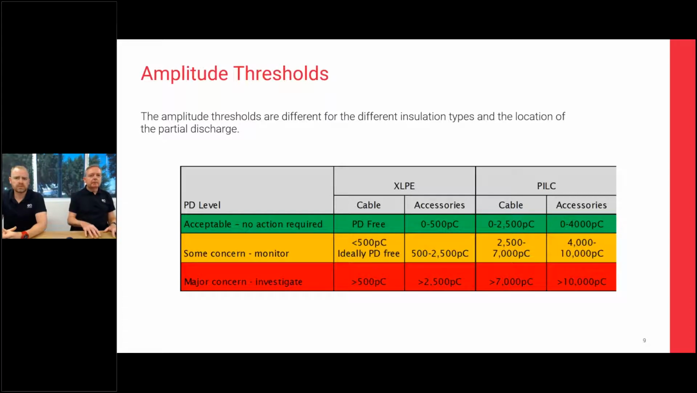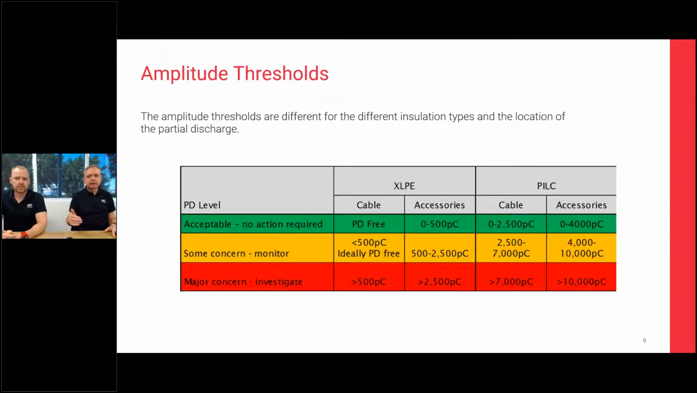So you can see that there's a significant difference between the PILC cables and the XLPE cables, and between the cable itself and the accessories. The joints can generally cope with a little bit more discharge. So major concern levels for XLPE will be, say, 2,500 picocoulombs on the joint, and for a PILC cable will be up to 10,000 picocoulombs.